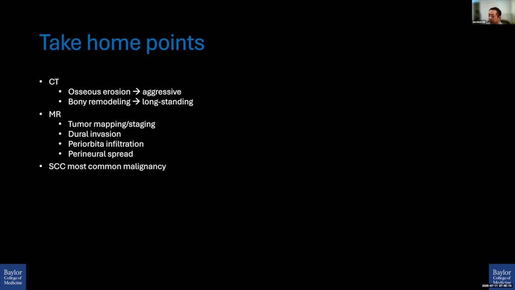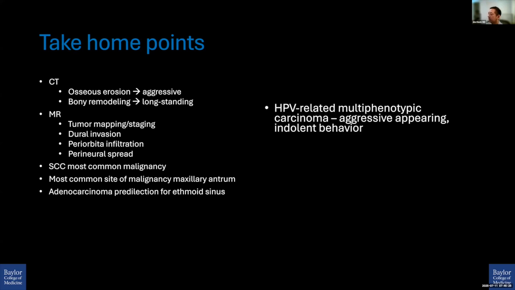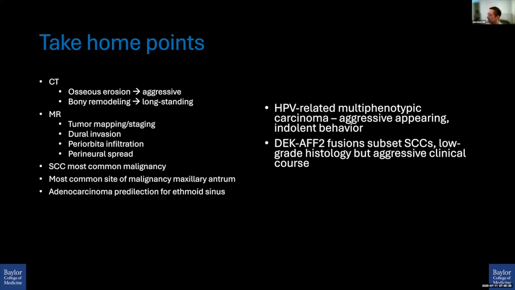Even though I talked about so many entities, squamous cell carcinoma is still the most common malignancy, and the most common site is the maxillary antrum. Adenocarcinoma has the predilection for the ethmoid sinuses, and I talked about some of the newer entities out there, like HPV-related multiphenotypic carcinoma, which has an aggressive appearance but indolent behavior, versus this DEK-AFF2 fusion subset of squamous cell carcinoma, which has low-grade histology but aggressive clinical course.